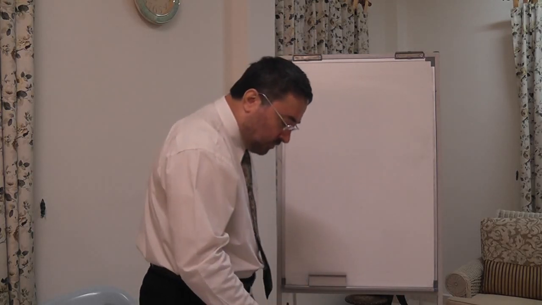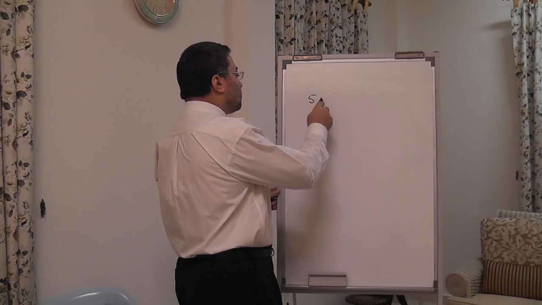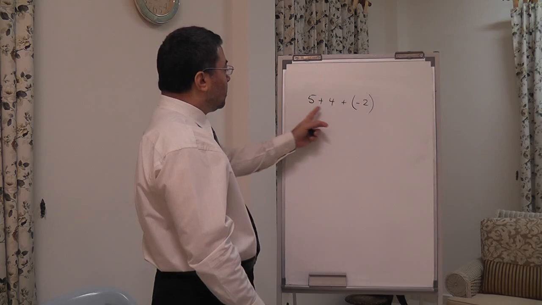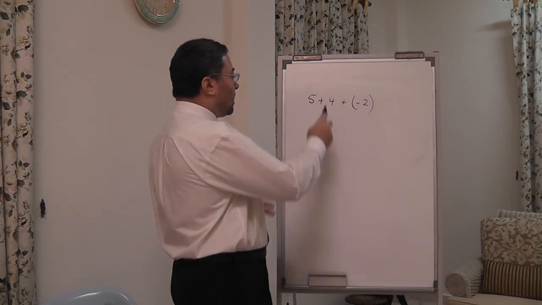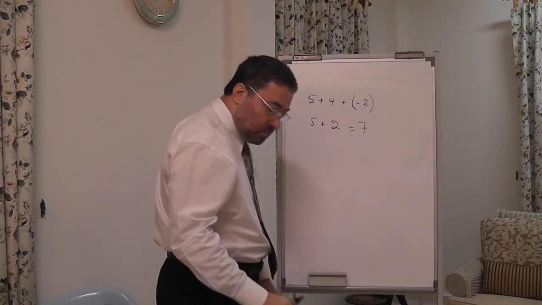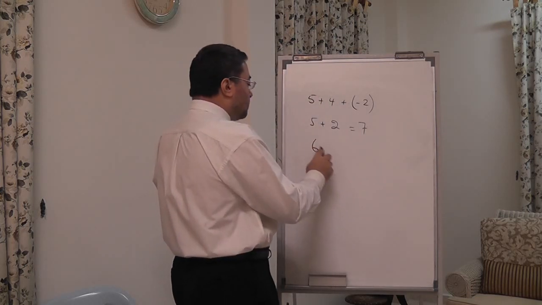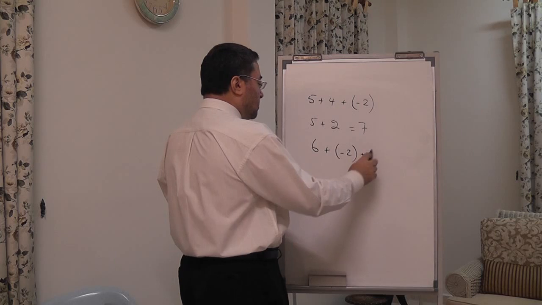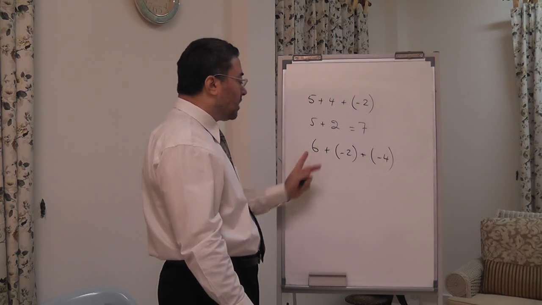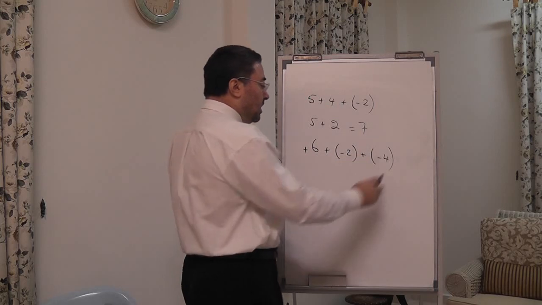Number 18 on page 52. 5 plus 4 minus 2: we simply can remove 2 from 4, and we will have 2, and that will be 7. Number 19, 6 minus 2 minus 4. Here we have 6 negatives if we add these two, and here we have a positive 6. 6 minus 6 will be a 0.